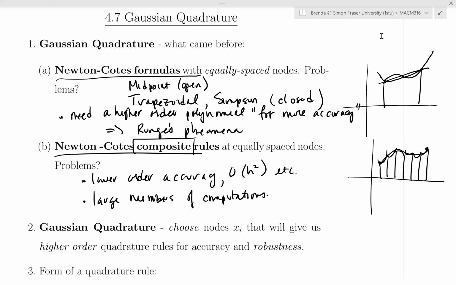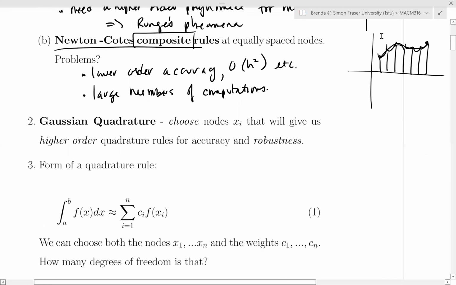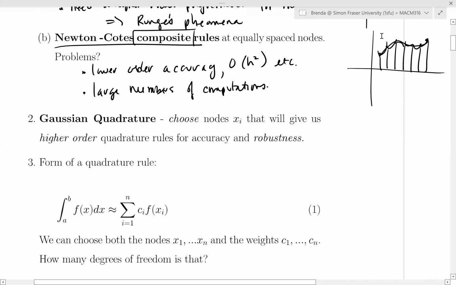So what have we done? We already looked at moving nodes in our last little lecture or last little section, where we said, okay, fine, let us just move the nodes around, as a result, the adaptive method. Now we're going to look at choosing the nodes in advance to give us higher order accuracy. So they'll be like O(h^5) or O(h^8) or something like that. And it'll be better for accuracy purposes. And we also will hopefully find something that's quite robust.